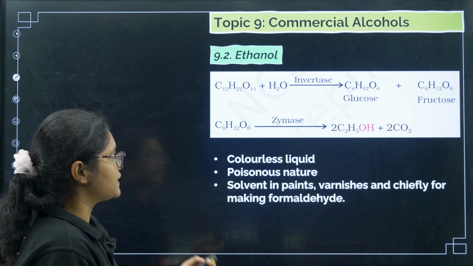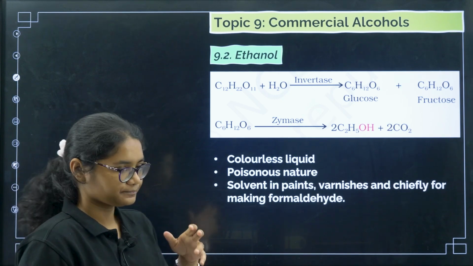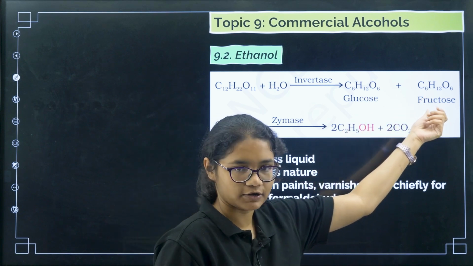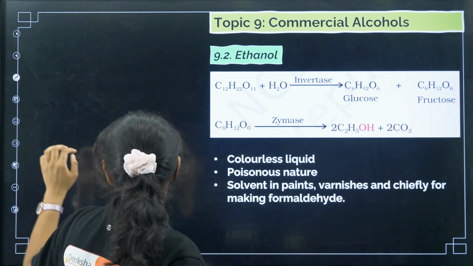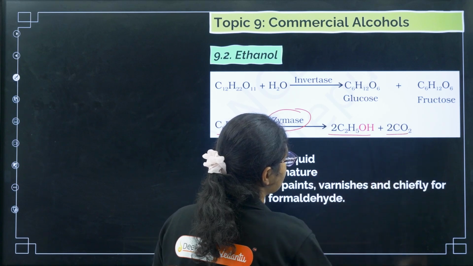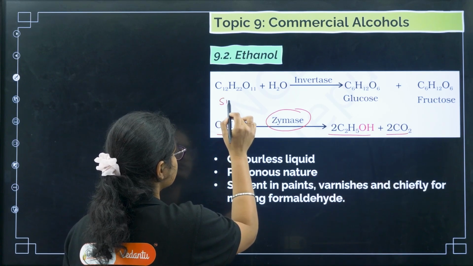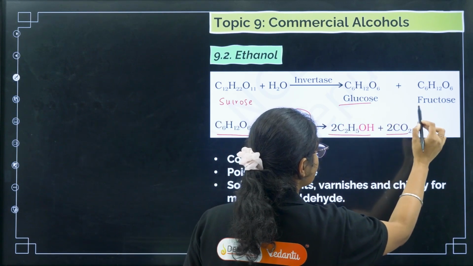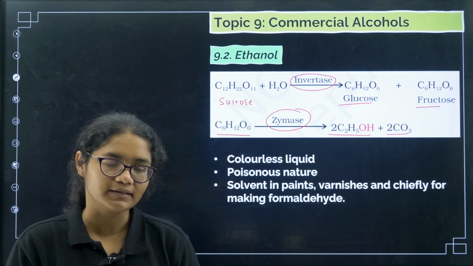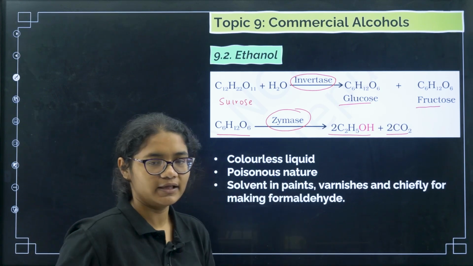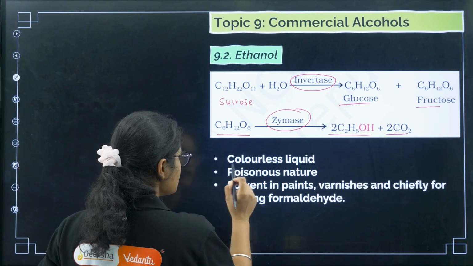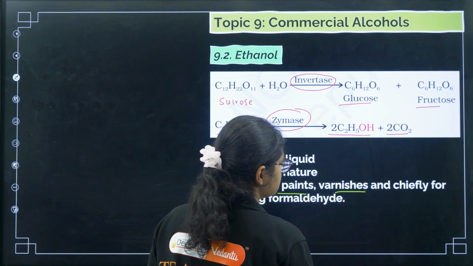Next, coming to the second one, that is ethanol. How is ethanol prepared? First, from the molasses, sugarcane which contains sucrose, that is first broken down to glucose and fructose. Sucrose is converted to glucose and fructose in presence of the enzyme invertase. Next, glucose or fructose is converted to ethanol and carbon dioxide in the presence of the enzyme zymase. So you must remember these two enzyme names. Next, properties are very much similar to methanol: colorless liquid, poisonous, and it is used in making paints, varnishes.